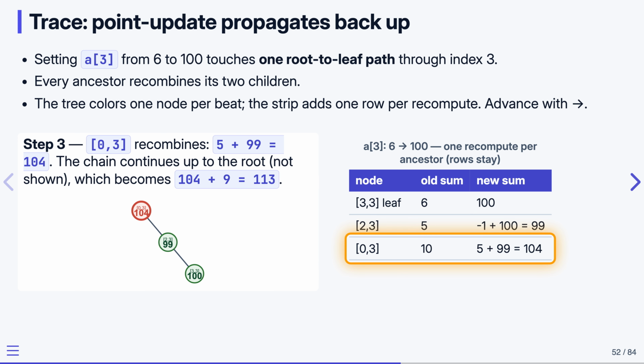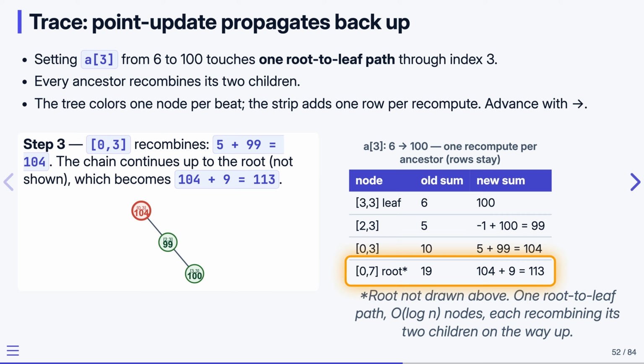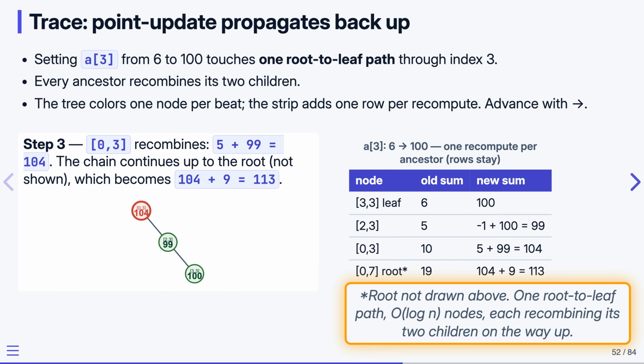One level higher, the node 0 to 3 recombines. Its children are 5 and 99, which gives 104. Its old sum was 10. The chain keeps going up to the root, which is not drawn here. The root recombines 104 plus 9, which is 113. Its old sum was 19. So a point update walks exactly one path from the root to the leaf. That is big O of log n nodes, each one recombining its 2 children on the way back up.